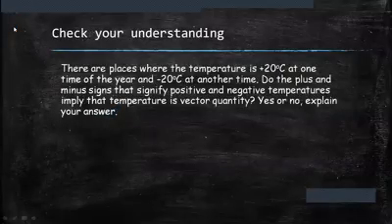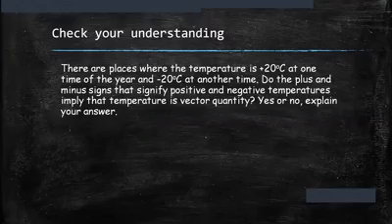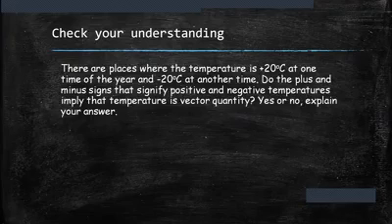Now, let's check your understanding. There are places where the temperature is positive 20 degrees Celsius at one time of the year and negative 20 degrees Celsius at another time. Do the plus and minus signs that signify positive and negative temperature imply that temperature is a vector quantity? Yes or no? Explain your answer in the comment section of this video.